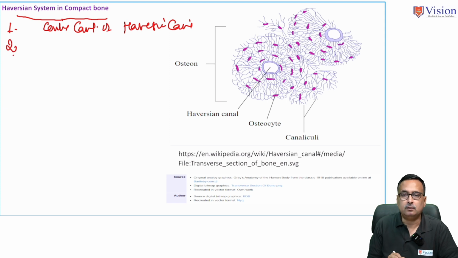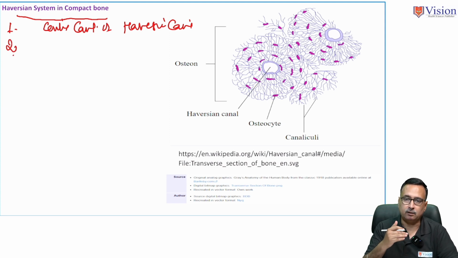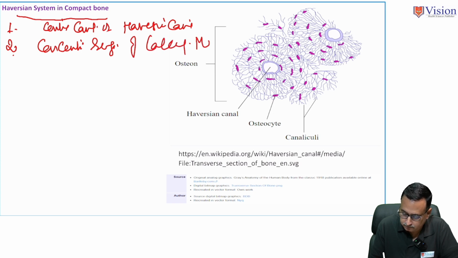Second part, the Haversian canal is surrounded by concentric rings of calcified matrix. Say one ring, another ring. Starting from the central canal, outward there are different layers of calcified matrix. So we call them concentric rings of calcified matrix. This is called lamella.